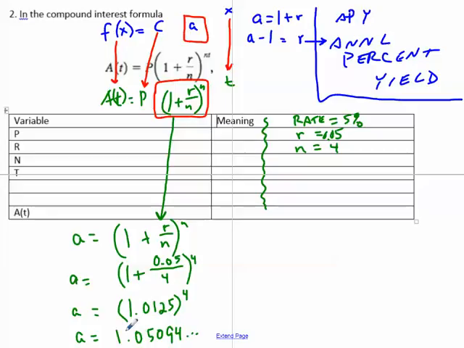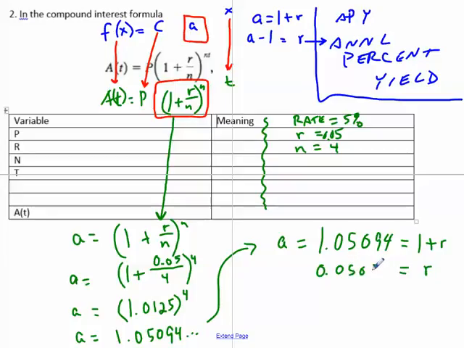Because now we can say that my growth factor A, which corresponds to my exponential function here, equals 1.05094. And that's equal to my 1 plus r, because A is equal to 1 plus r. Subtract 1 and we get r equals 0.05094... And that's my r, but that would be my r in terms of the number.